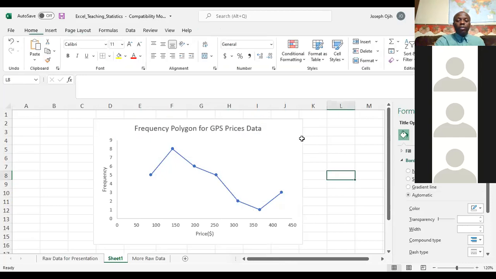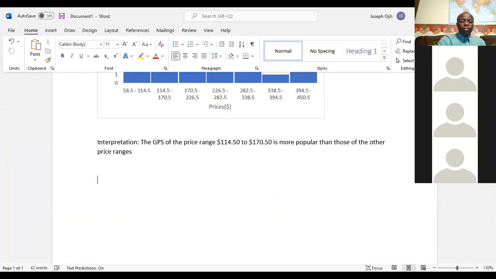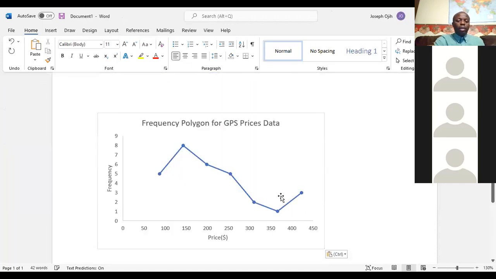Now, if you are doing a project, you can just copy this and go to where you are typing your project, which is a Word document. I'll go down and then paste it there. And why do we call it a polygon? Because this graph will be closed. You have to close it to the next number.